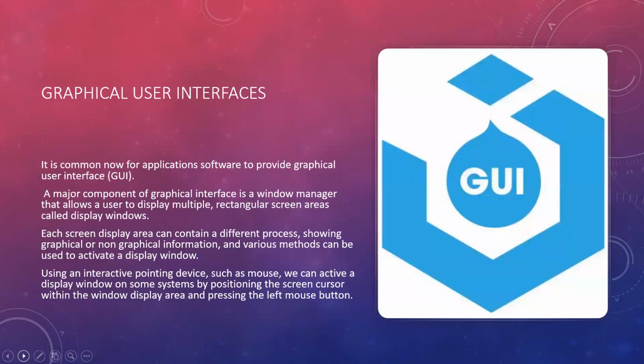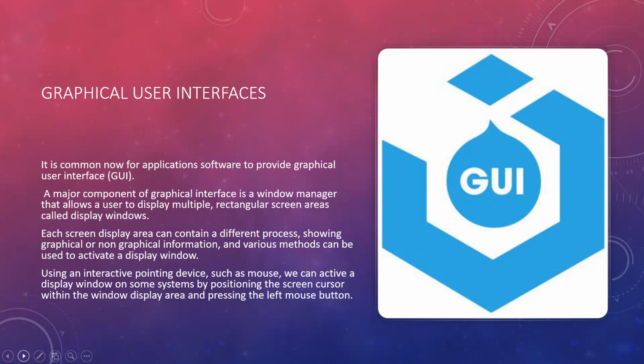The next application is the graphical user interface, or GUI. It is now a common application software feature to provide a graphical user interface. A major component of a graphical user interface is a window manager that allows the user to display multiple rectangular screen areas called display windows. Each screen display area can contain different processes showing graphical or non-graphical information, and various methods can be used to activate a display window.